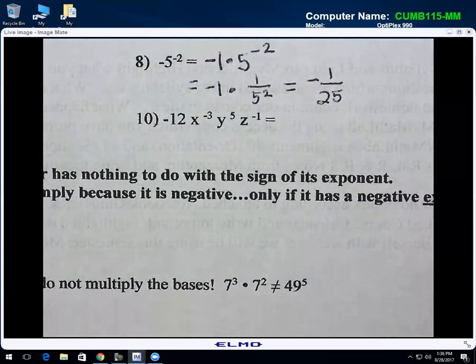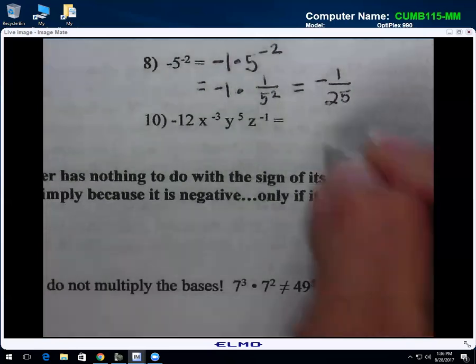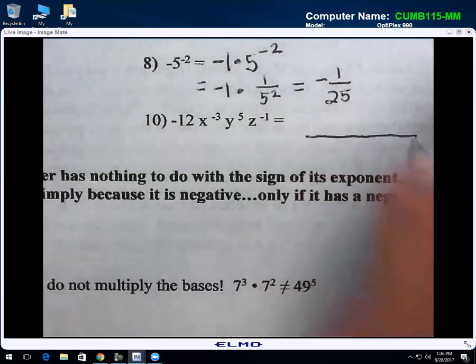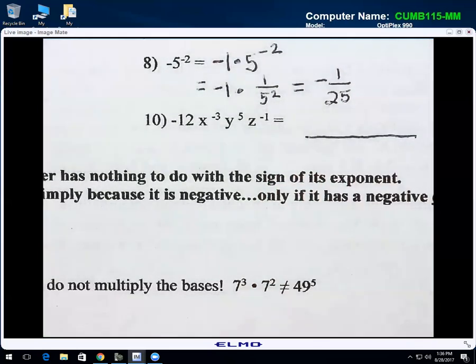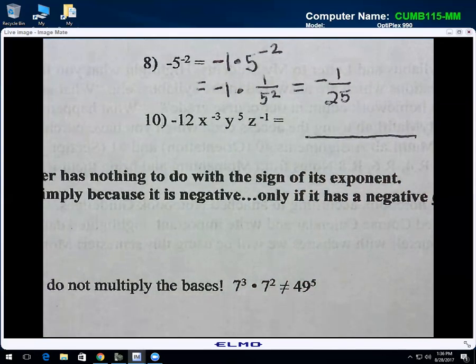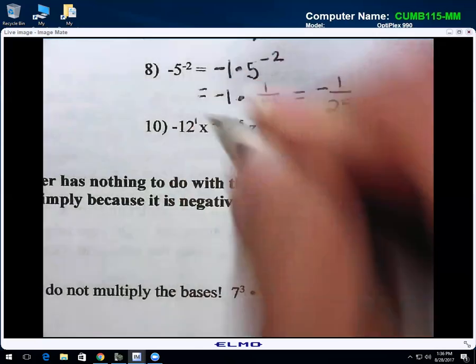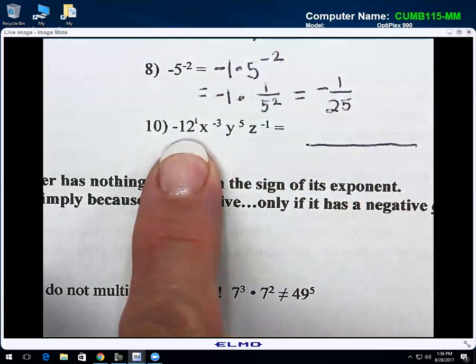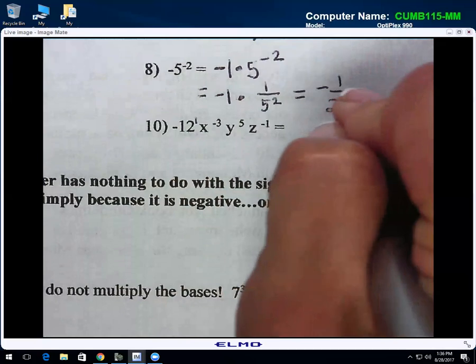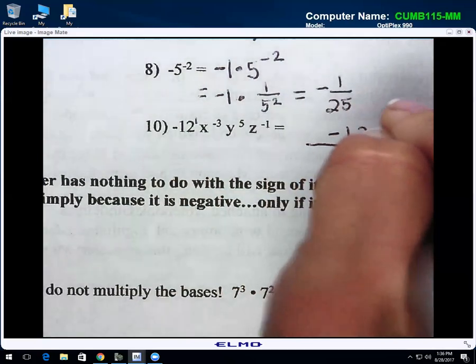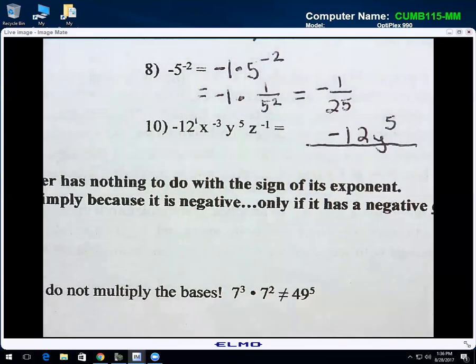If I tell you that all I want to do is write that as a single fraction with no negative exponents, tell me what should go in the numerator, the top. Negative 12y to the 5th power. The negative 12 has an exponent. It's 1, and it's positive. So the negative 12 and the y both stayed in the numerator because they both had positive exponents.